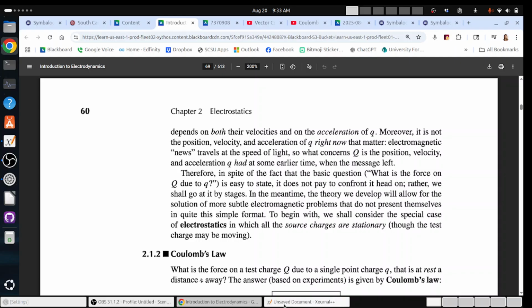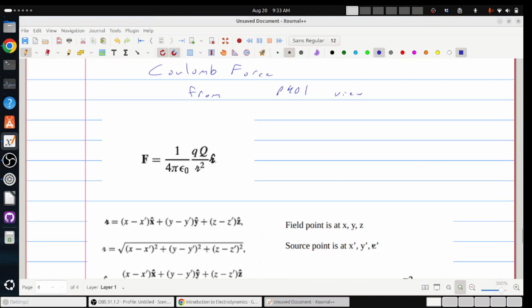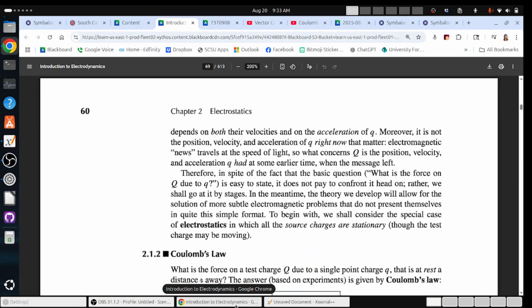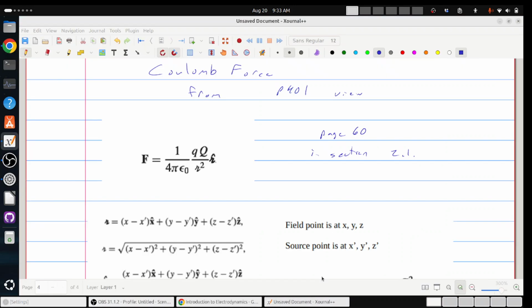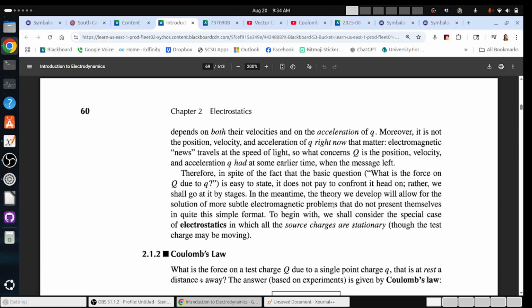So on page 60 of your textbook, in section 2.1, is that 2 or 1? 2. We have this one, which is equation 2.1 in the textbook.